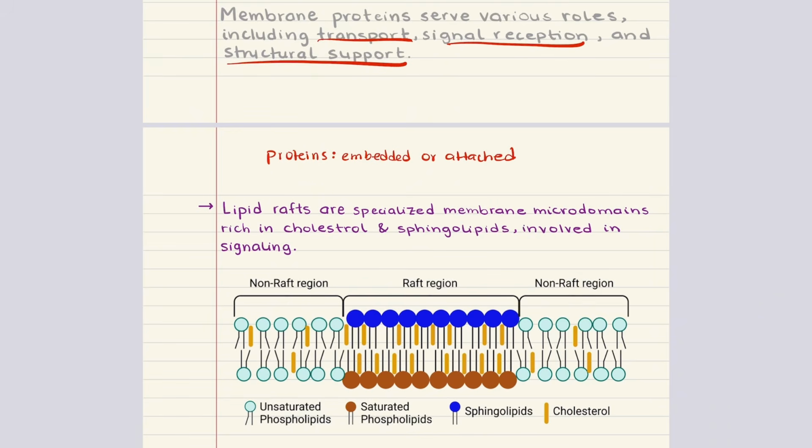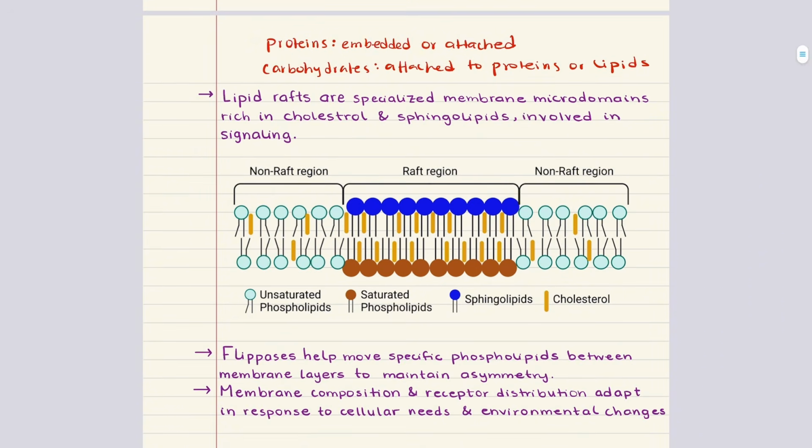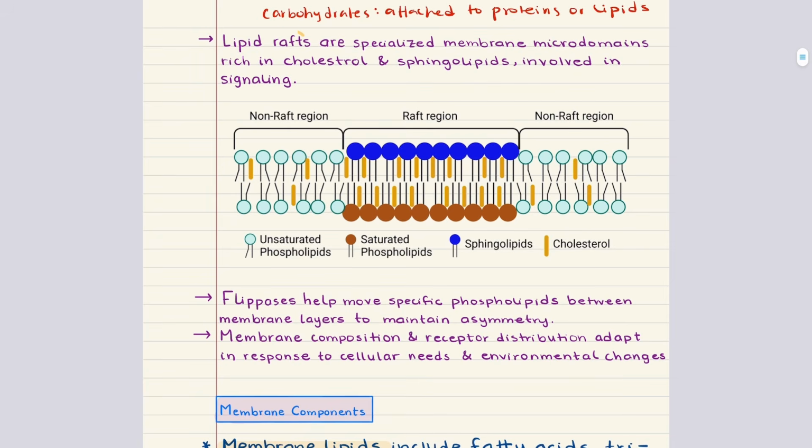Carbohydrate chains are often attached to proteins or lipids on the extracellular side, and they form things like glycoproteins and glycolipids. These carbohydrate groups are going to be critical for things like cell recognition, for cell communication, and even for forming protective coats. We'll also see areas called lipid rafts.